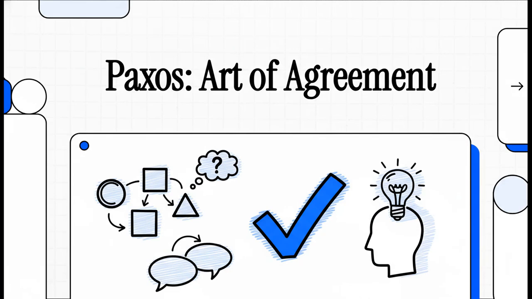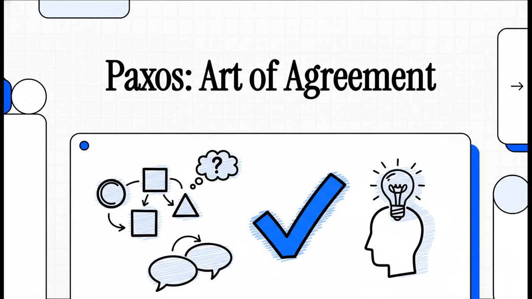Paxos. You've probably heard the name whispered in computer science circles. It has this reputation for being one of the most important, but also one of the most brain-meltingly difficult algorithms out there. But here's the funny thing. Its creator, Leslie Lamport, insisted it was all very simple. Today, we're going to take him at his word.